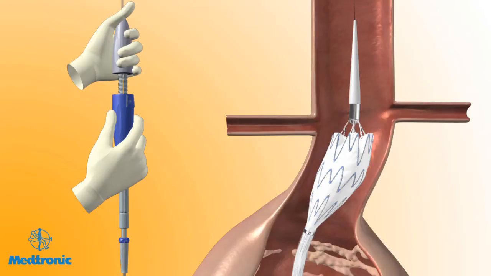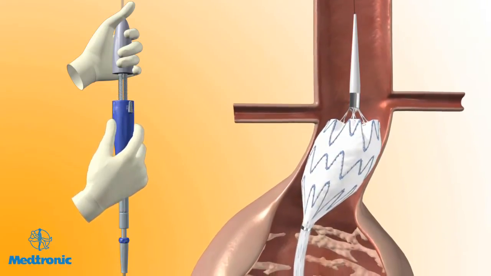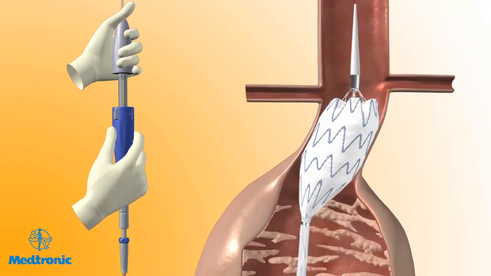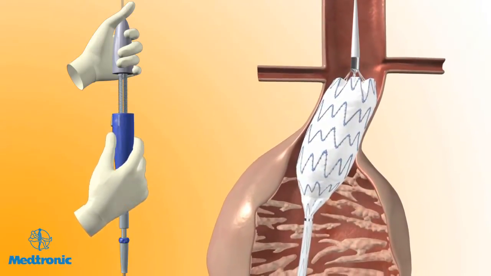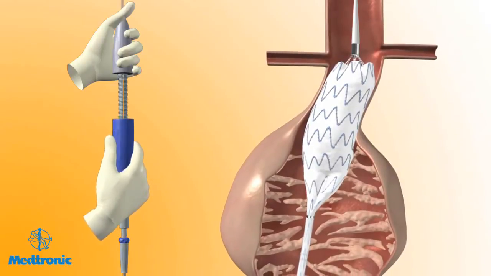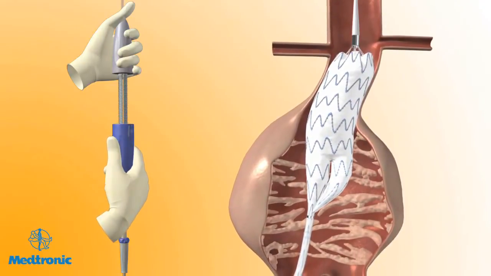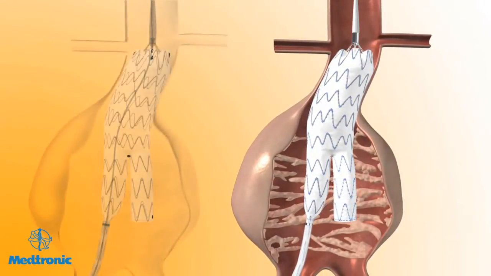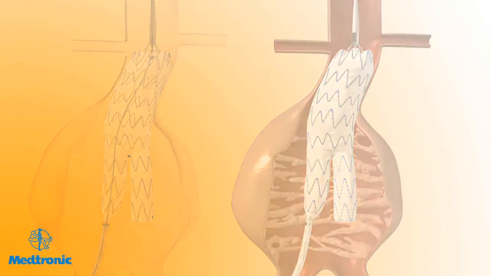While continuing to hold the delivery system stationary, slowly rotate the slider counterclockwise until the graft cover is withdrawn to the point that the contralateral stub leg is released from the delivery sheath. Use angiography to verify the position of the bifurcated stent graft in relation to the renal arteries.